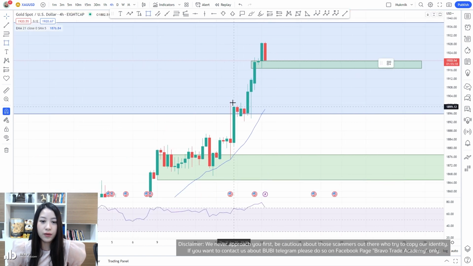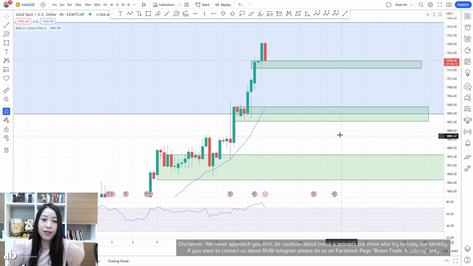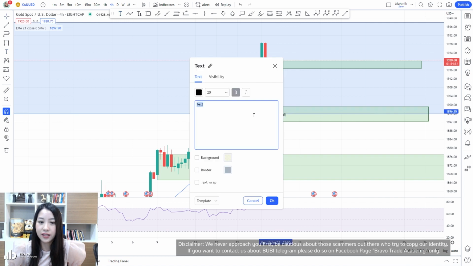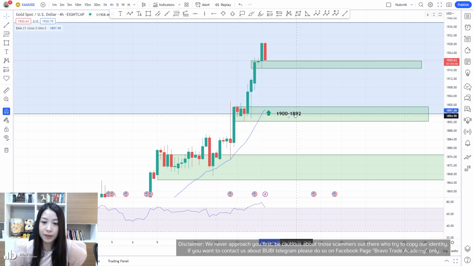All right, so what about another zone that we are interested in on this 4 hours time frame? I would say it is this zone at around 1900. It used to be the resistance. So now if the price could persist over that, it is going to turn itself into a support. So it is going to be our buying plan at 1900 to 1892. So this is the plan for the 4 hours time frame.